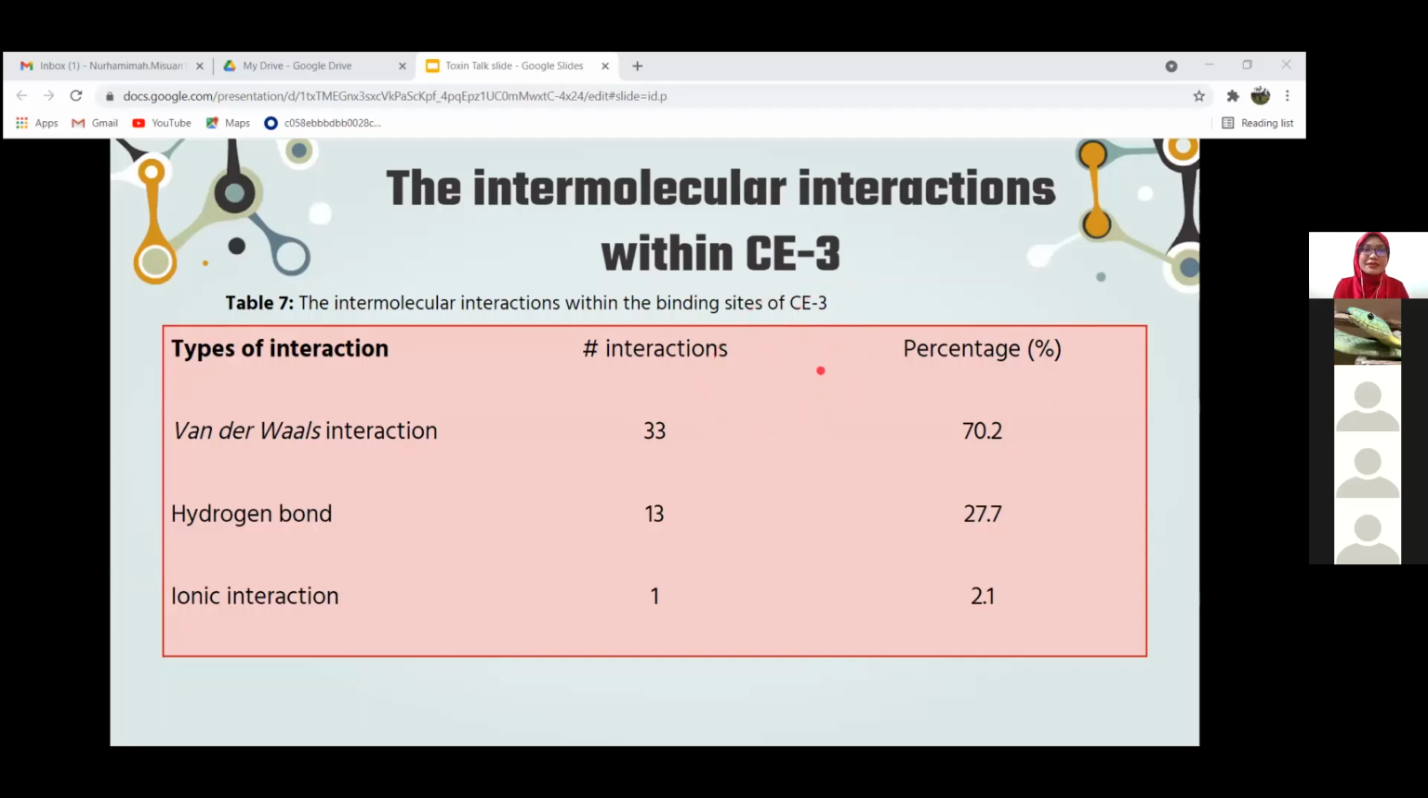So this table showed the type of intermolecular interaction within the binding site of the conformational structure CE3. Both van der Waals and hydrogen bonding were the main contributors to the intermolecular interaction between CT and TNFR1, and this suggests a non-covalent binding of CT to TNFR1 for a reversible reaction, which helped to establish a binding between the CT molecule and TNFR1, followed by deactivation.